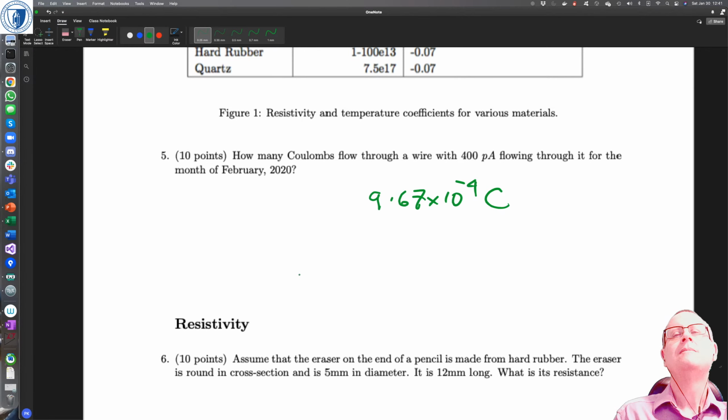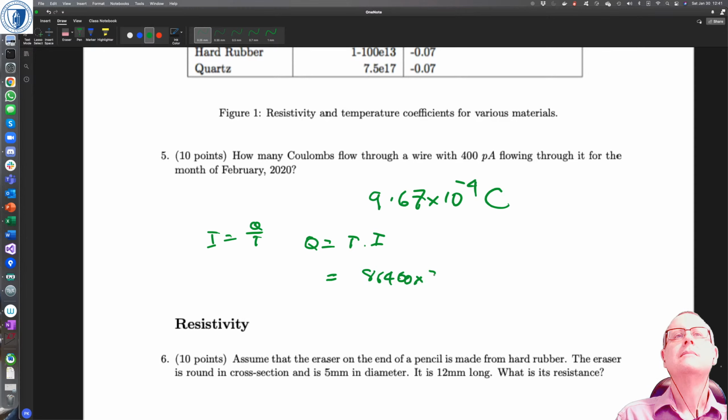Yeah, so I used the equation I equals Q over T, and since we're solving for coulombs, I rearranged it so it's Q equals I times T. And then I figured out the number of seconds in February 2020. There's 86,400 seconds in a day, and I multiplied it by 28 for the days in the month of February. And then I multiplied that with the 400 picoamps, and got 9.67 times 10 to the negative 4 coulombs.